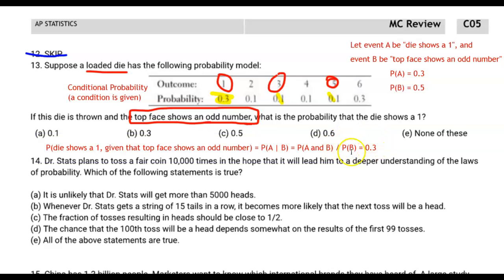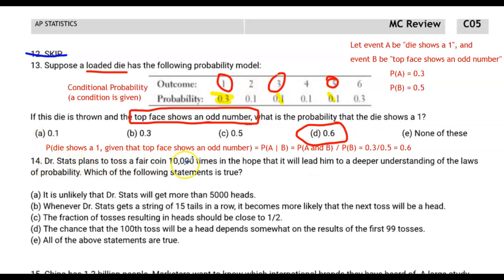And the last part of this is the denominator, which is probability of B. That's 0.5. And I took the liberty of calculating 0.3 divided by 0.5. That's 0.6. So our correct answer is 0.6. Let me get the marker here, not the highlighter. Here we go. Great. On to question 14.